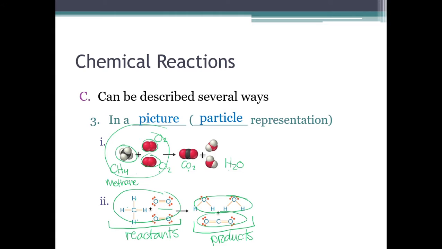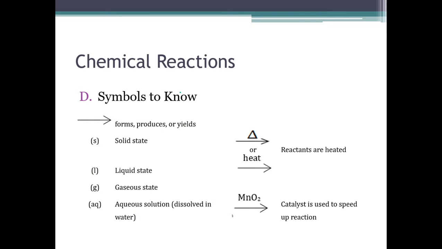All right, so let's talk a little bit more about these symbols. So that arrow that we saw earlier is like an equal sign in a math equation. It means forms or produces or yields. It means everything that was over here is going to do something, and in the end we are going to get this thing over here.